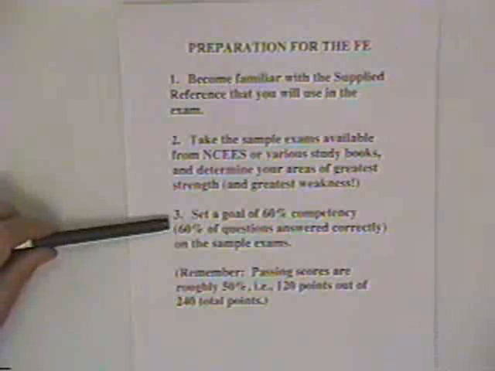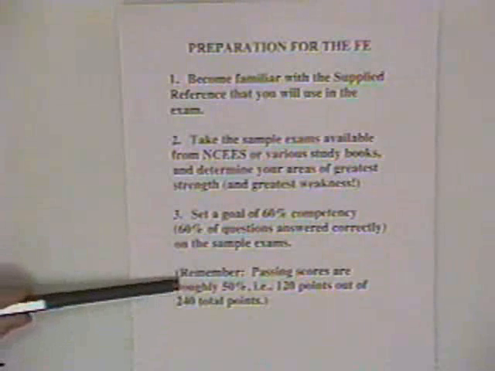I would suggest that you set a goal of roughly a minimum of 60% competency, that is 60% of questions answered correctly on the sample exams. Why 60%? Remember that on average it takes about a 50% pass rate in order to pass the exam. So 120 points out of 240 total points is generally enough to pass you. If you set a goal of at least 60% competency in all the subject areas, that should give you a nice cushion above the minimum 50% that would probably be the pass score.